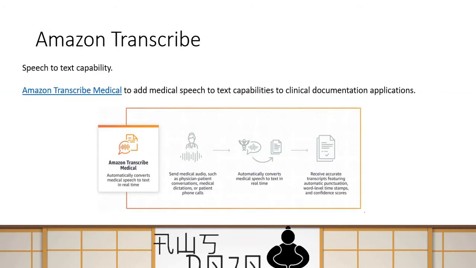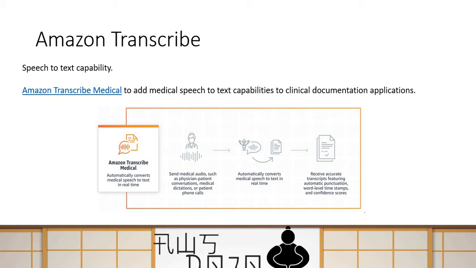So Transcribe is used to convert speech into text, and it comes primarily as two products. One is Amazon Transcribe, which you can use to convert speech into text, and then we have Amazon Transcribe Medical, which is especially designed to convert your medical speech into text. Okay, and primarily that is used for your clinical documentation purposes.